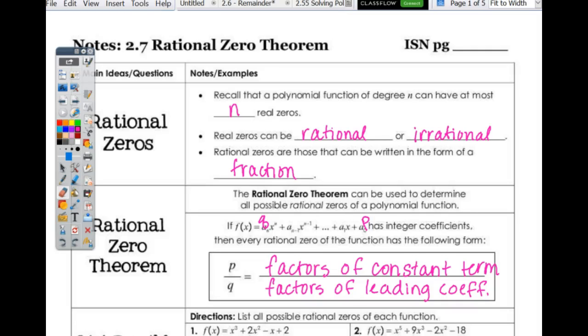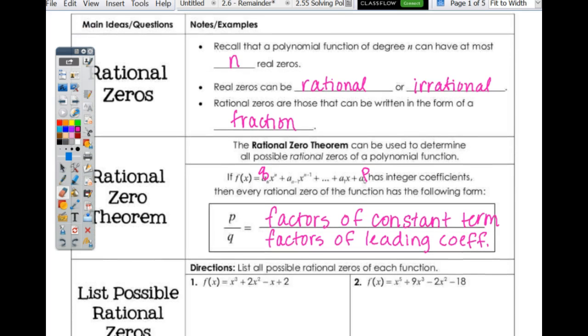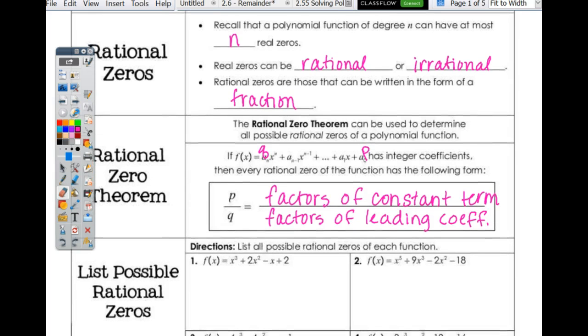Okay, recall that a polynomial function of degree n can have at most n real roots. Real roots can be rational or irrational, and rational zeros are those that can be written in the form of a fraction. The rational zero theorem can be used to determine all possible zeros of a polynomial function. So, if the function has integer coefficients, then every rational zero of the function has the following form.